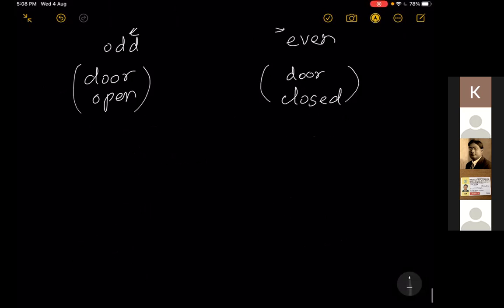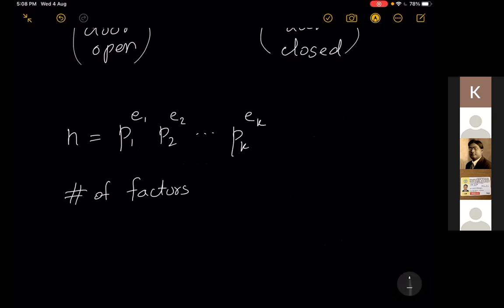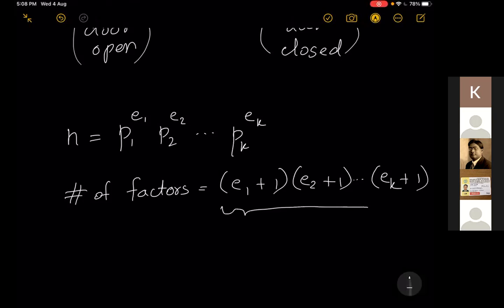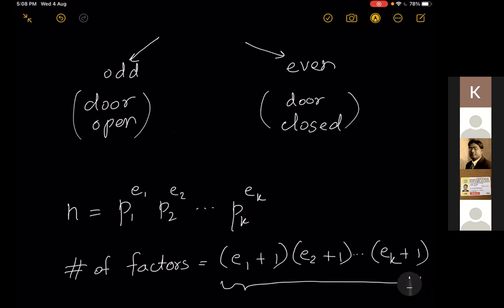Okay. Now, if n equals p1 to the power e1, p2 to the power e2, up to pk to the power ek, then the number of factors equals, we just now proved this, (e1 plus 1)(e2 plus 1) up to (ek plus 1). Now, when this expression is odd, the door remains open, and when this expression is even, the door remains closed. Everyone followed till here? Because this is only my number of factors.